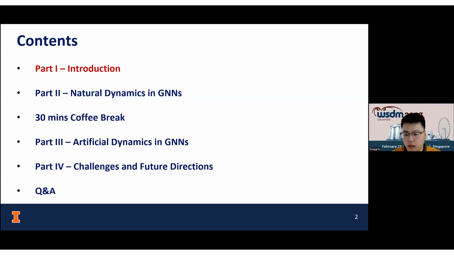Then we will introduce several interesting works studying the natural dynamics in graph neural networks and mainly focus on their technical details. After 30 minutes of the coffee break, Zhe will take over the tutorial and continue by introducing the research works on the artificial dynamics in graph neural networks. Finally, after the introduction about the challenges and future directions for research opportunities, we would like to answer any questions from our audience in the Q&A session.